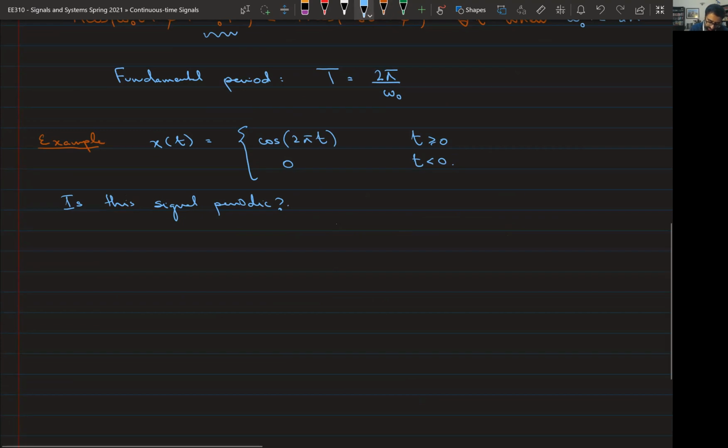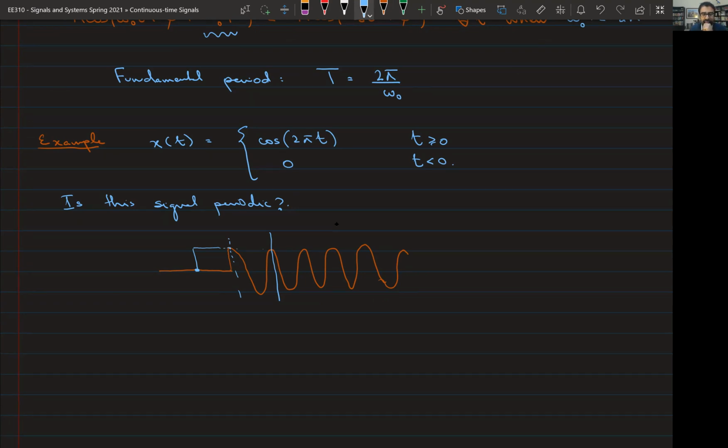This signal is going to be 0 for all time less than 0, and then it's a cosine, so it goes up, so there is continuity there. And this is what the signal looks like. Clearly, this signal is not periodic. Why? Because this value is the same as this one, but over here, the value was 0, which is not equal to 1. So therefore, this signal is not periodic. So no is the answer.